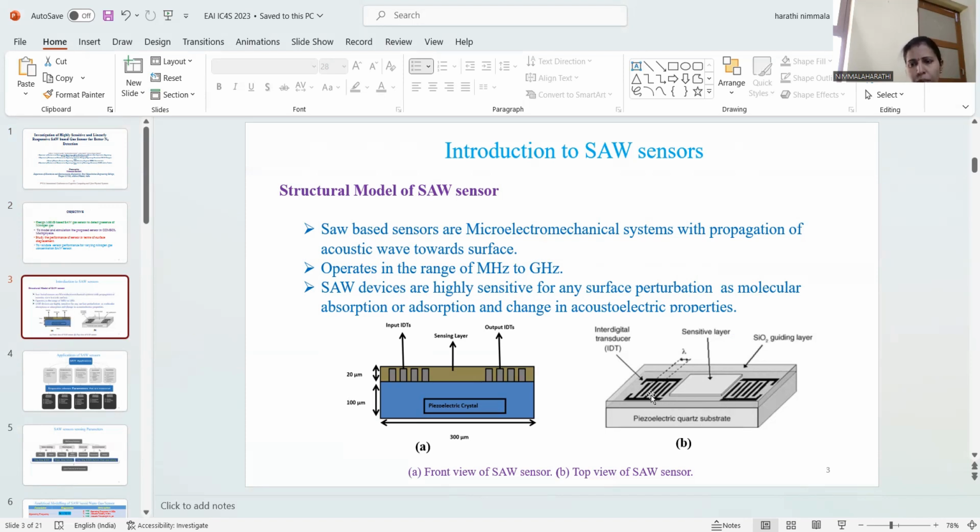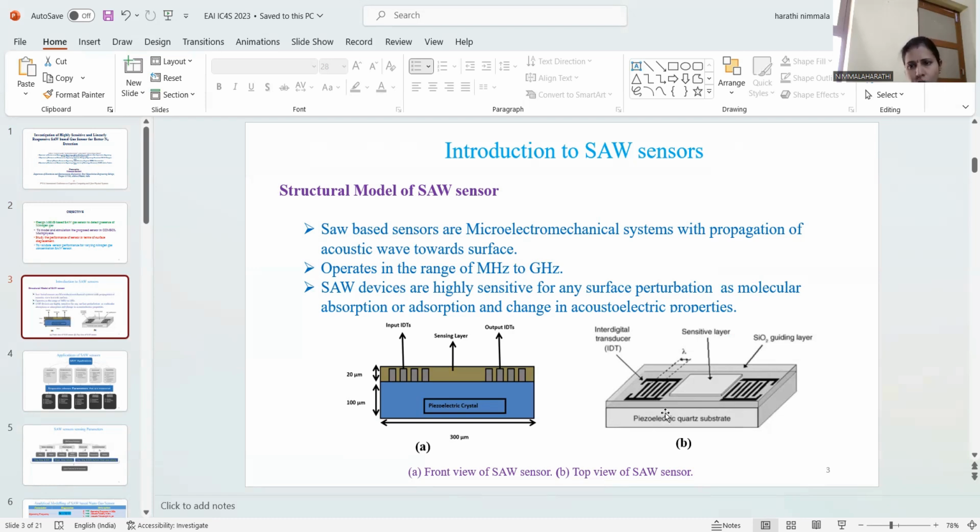When we apply the electric signal at the input IDT, the input IDTs are provided with alternating potentials, like alternating positive and negative potentials. When an electric signal is applied to the input IDT, the pressure which is developed on the input IDT will convert that electric signal into an acoustic signal. So the pressure is developed by the piezoelectric substrate, which provides the basement for the sensor.